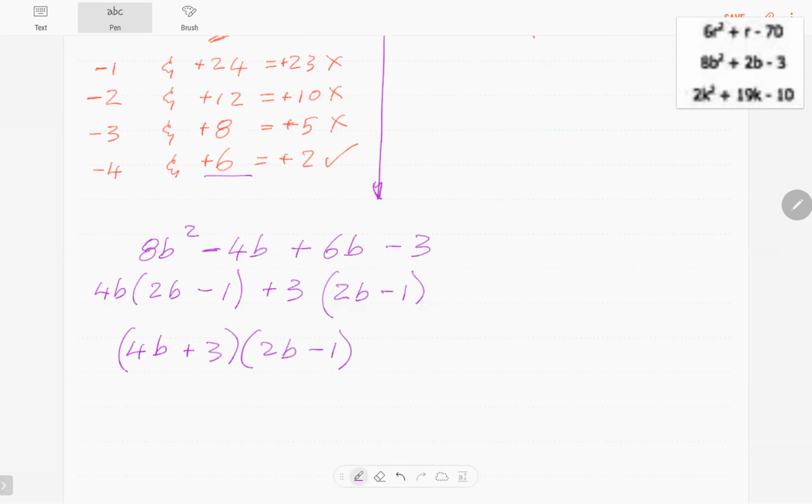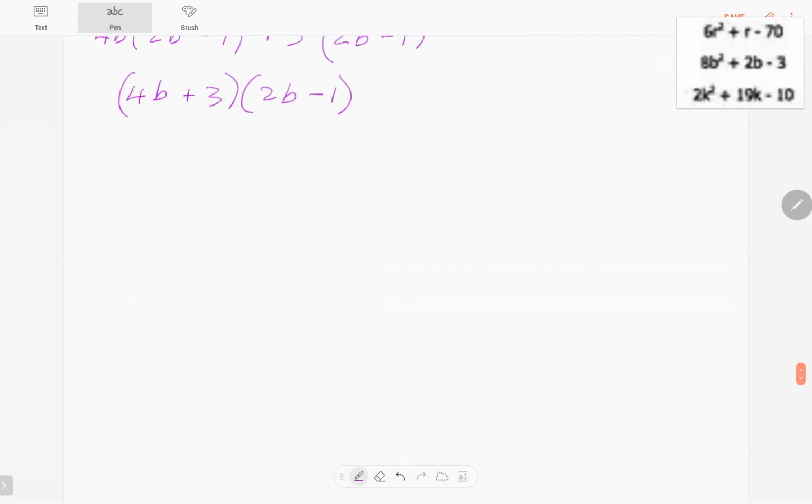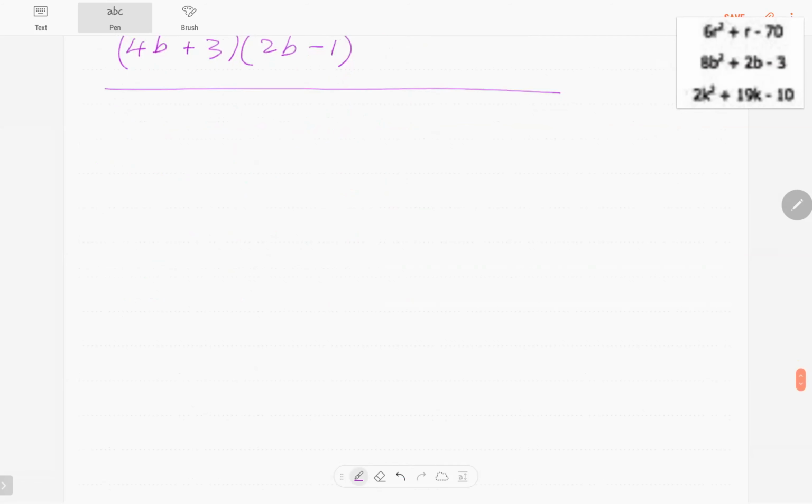All right, and then let's do the last one now. Let's do the last one, which is 2k plus 19k. Well, this is pretty straightforward. Minus 20. Minus 10, sorry. This one is easy. I'm going to get 20.